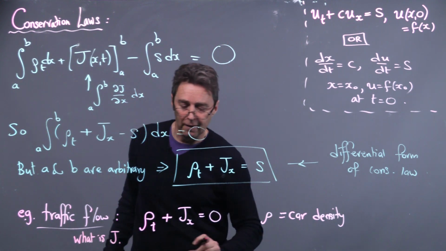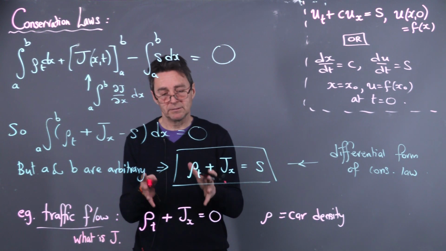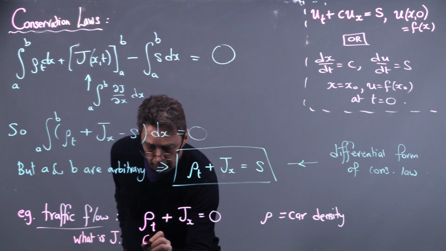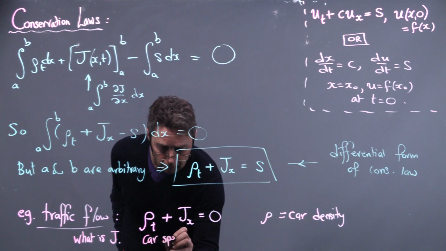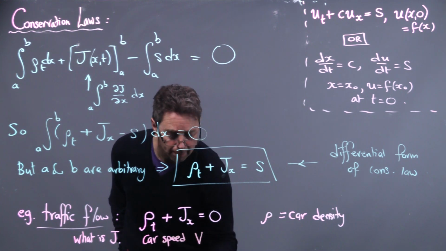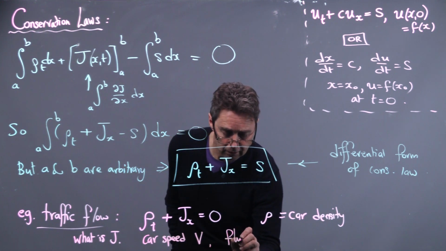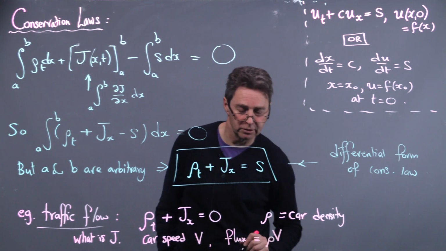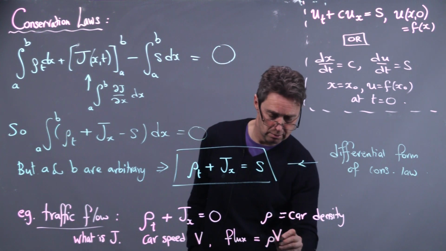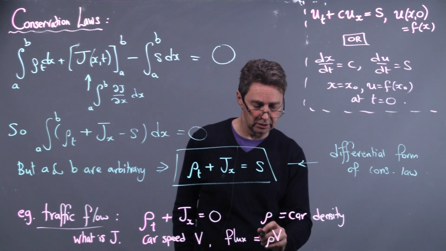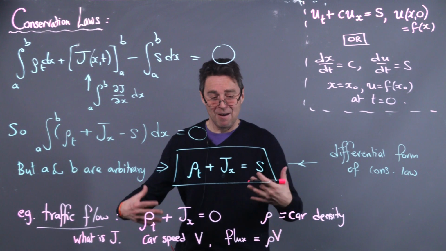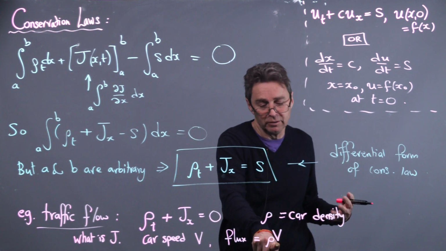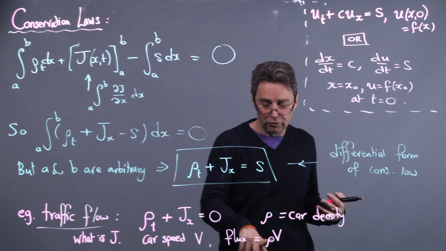Well, if I have cars, for example, they're moving at some sort of a speed, let's call that V. So the car speed is V, and then the flux of cars would be equal to the density times the velocity. All right, so that would be J. J is rho times some car velocity, and we need to say somehow what the car velocity is. So one option would be just fix it, but that's obviously not what's going to lead to an interesting problem.